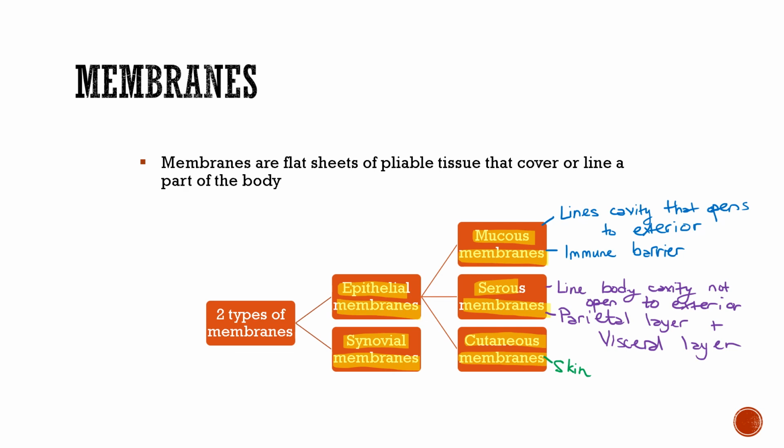Then we have synovial membranes. These line the cavities of freely movable joints, also known as joint cavities. Now, just like serous membranes, the synovial membranes line structures that do not open to the exterior, but unlike mucous, serous, and cutaneous membranes, synovial membranes lack epithelium, and so they are not an epithelial membrane, which is kind of why they get their own section here.